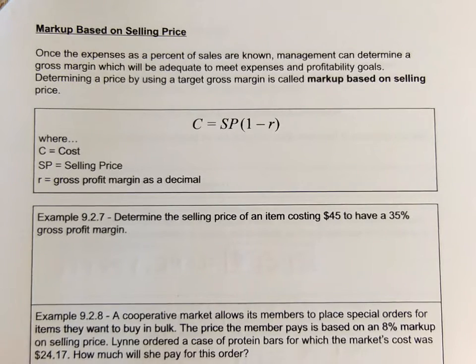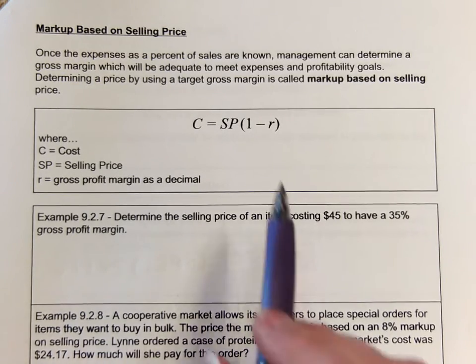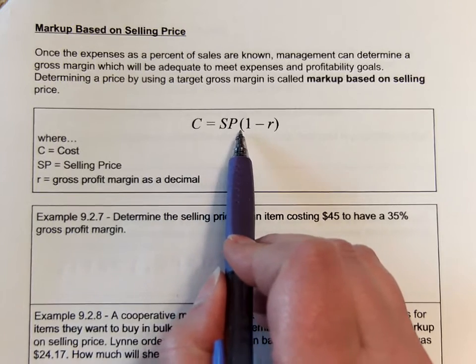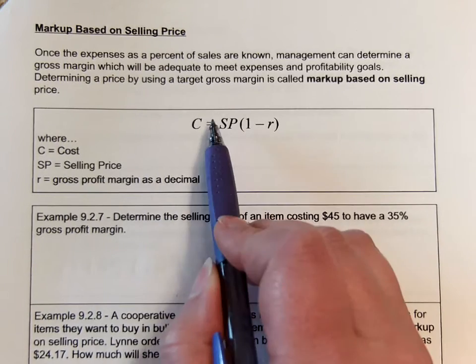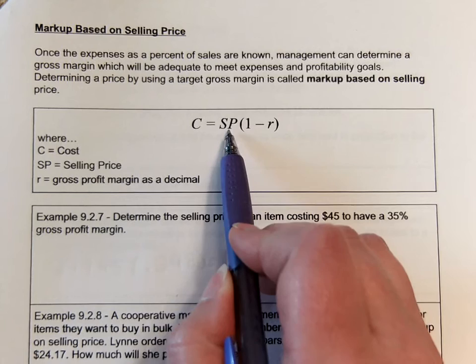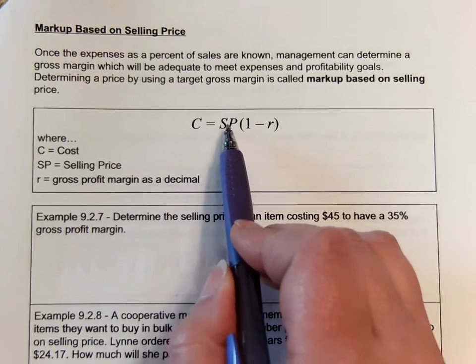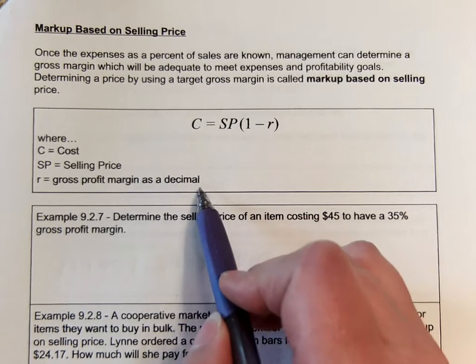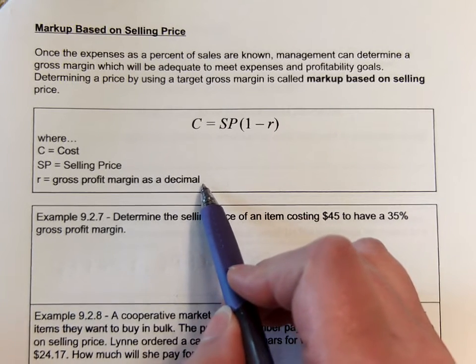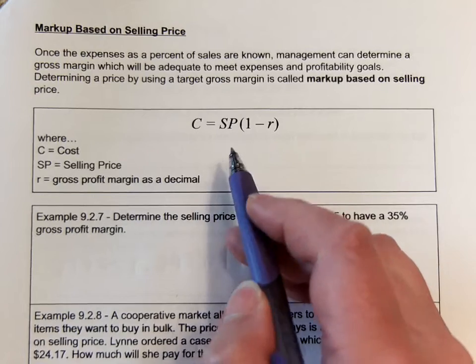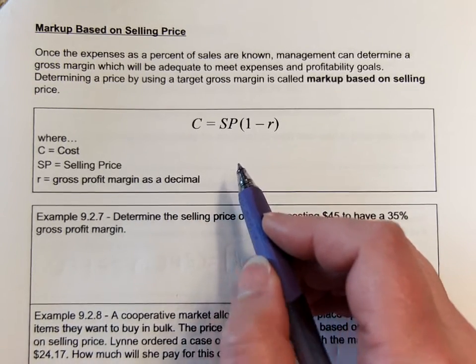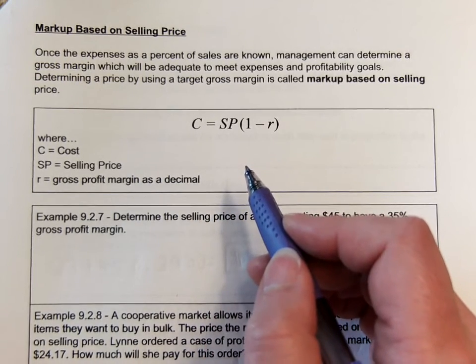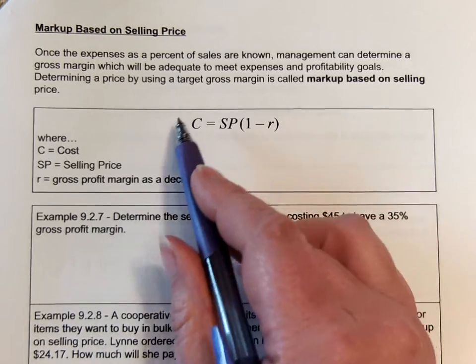Okay, so we have this special formula where C equals SP times 1 minus R. C is cost, SP is selling price, and the R in this case is our gross profit margin as a decimal. Make sure when you're doing your assignment for 9.2b that you're using this formula.